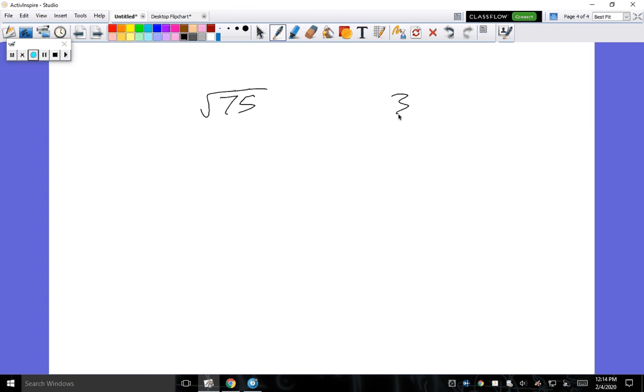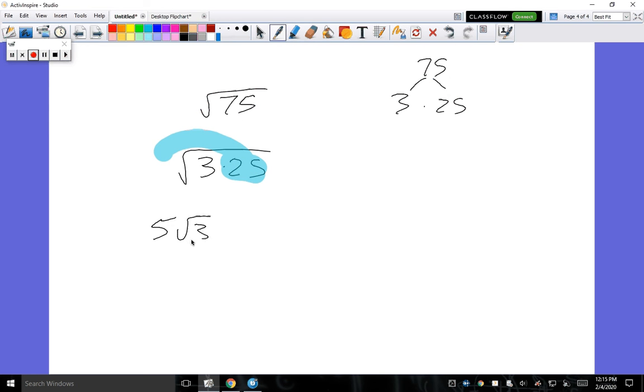75 would go to 3 and 25, and I could write that right here. And if I'm taking the square root, this 25 will come out as a 5, and this is what you would have on your bingo card. So if I call this, then you just check that off. Cool? Let's do one more and then we'll start.